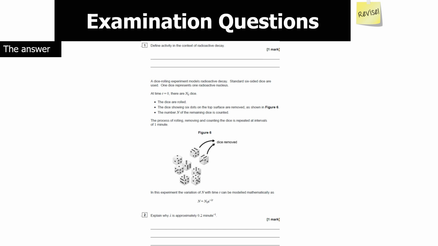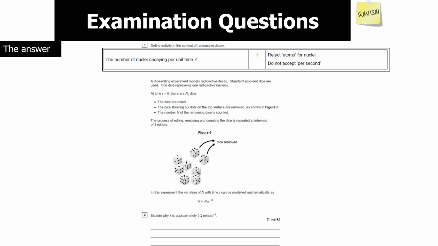Right, the first thing is you've just got to know what the definition of activity is, which is the number of nuclei decaying per unit time. It can't be per second, it's per unit time. So it's the number of nuclei that decay in a particular time.